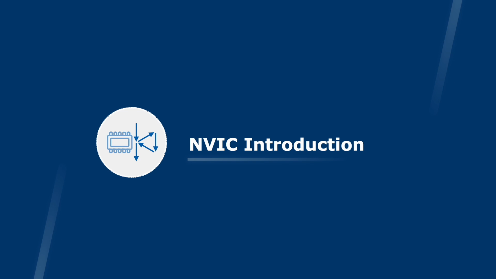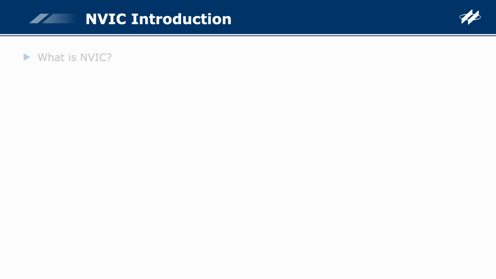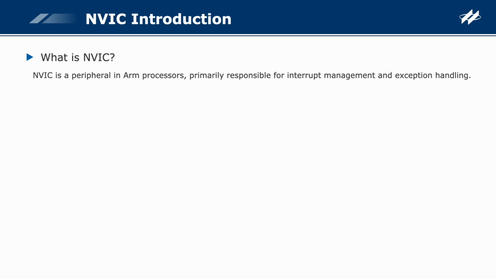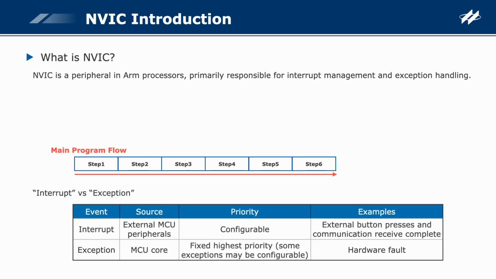NVIC Introduction. NVIC, Nested Vectored Interrupt Controller, is a peripheral in ARM processors, primarily responsible for interrupt management and exception handling. To better understand interrupts and exceptions, refer to the diagram below.